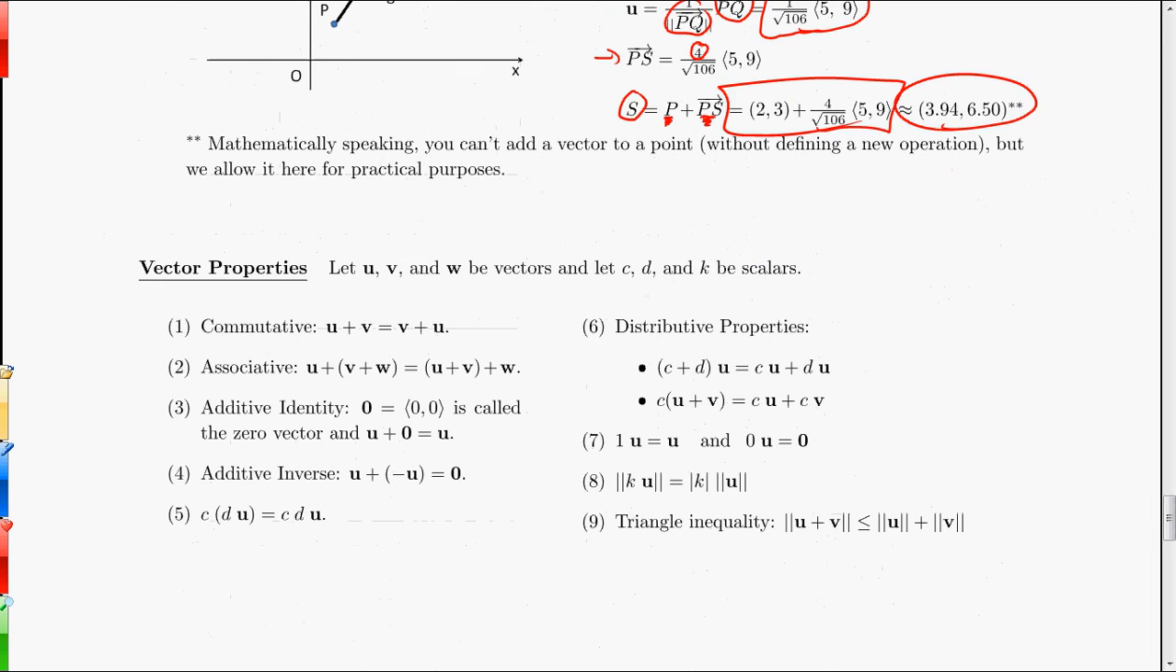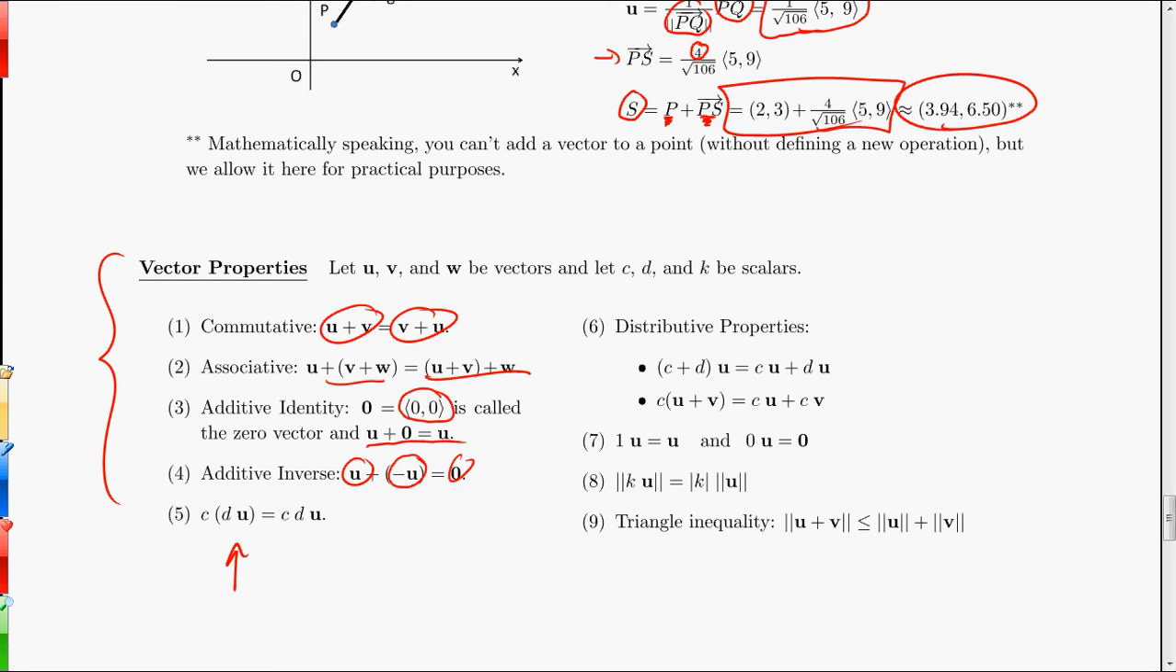Here are some properties of vectors and their operations of addition and scalar multiplication. Addition commutes: u plus v equals v plus u. They must be vectors of the same length. Addition is associative, which means you can group the addition however you want. There is an additive identity, the 0 vector, and when you add that to any other vector, you get it back. You have an additive inverse: if you take u, multiply it by -1, and add it to u, you get the 0 vector.